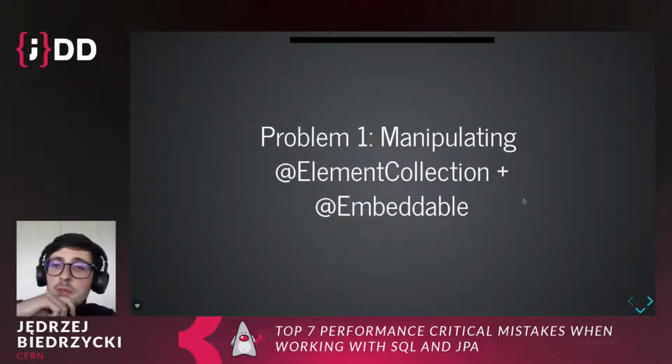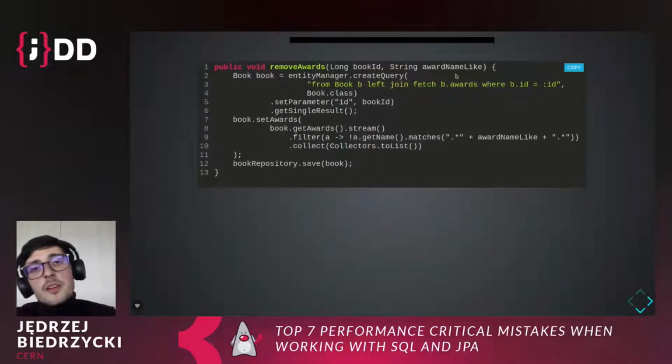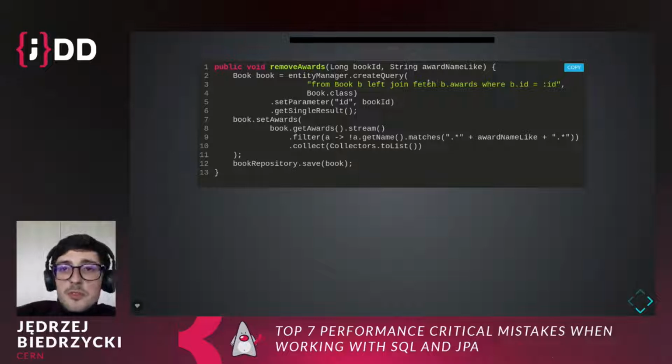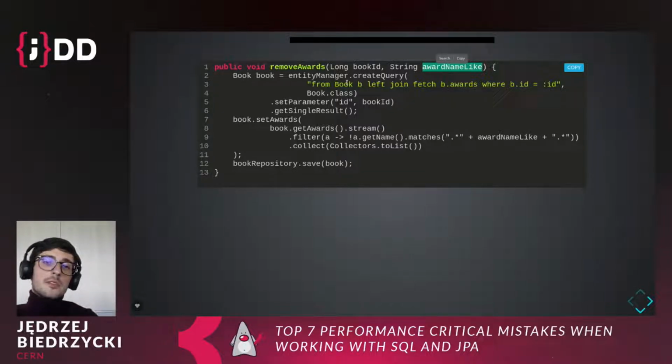The next problem would be manipulating element collection of embeddables. So suppose that we have a book with some awards which we want to filter out by the name of the award. I mean, some substring in the name of the award. We can do it in the following way.